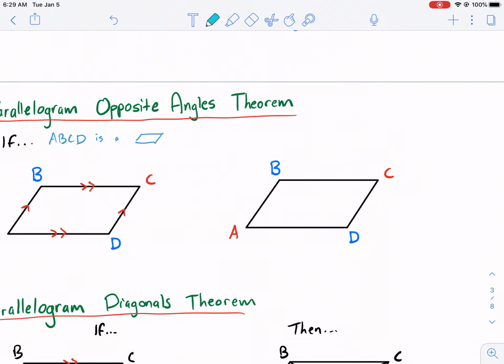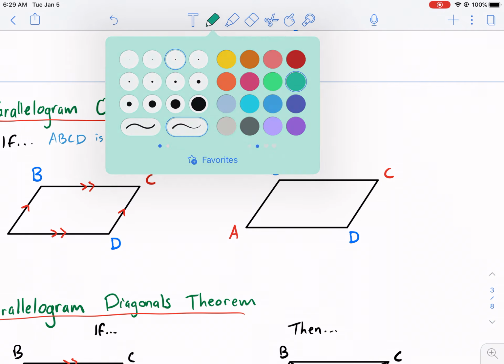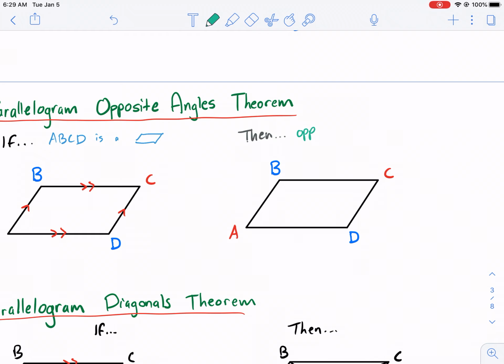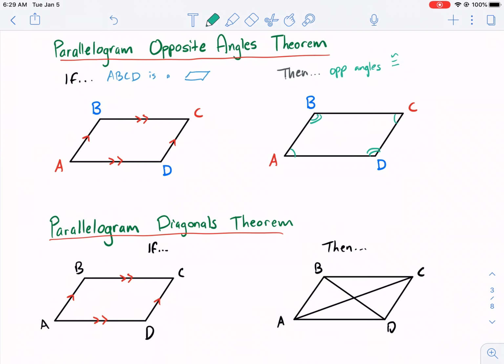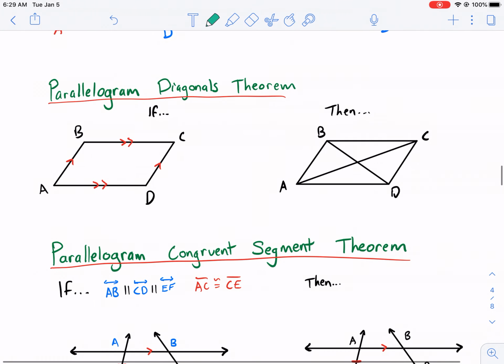So we can say, where's the then? No then. Let me write it. Then, dot, dot, dot, and we'll use green this time. Opposite angles congruent. So that means A is going to be congruent to C, and B is congruent to D. We already talked about that, so we're just going to go ahead and skip over.